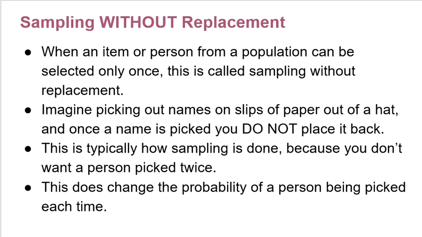And I pick out Johnny's name, and I do not put it back. That's sampling without replacement. Now, this is typically how sampling is done because you don't want a person picked twice. Like I want a sample of, let's say, 100 students, and I don't want 2 Johnnies, right? I mean, that's only 99 people technically, right? So you want 100 different people. So oftentimes we do sample without replacement.